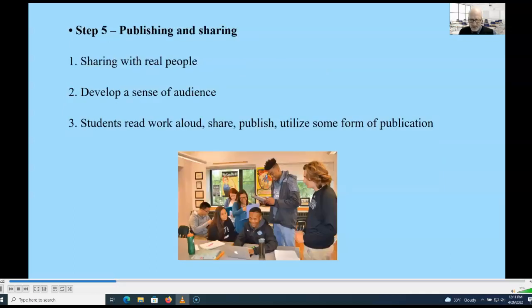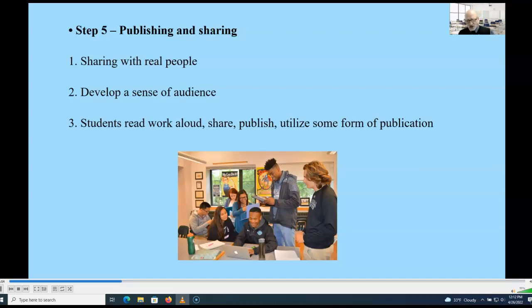Step 5 is the publishing and sharing. Here you share with real people. It makes the writing become real and alive. You're able to develop a sense of audience. And the best way to help your students develop a sense of audience is to give them one. Sharing writing with real people is what makes it become real and alive.